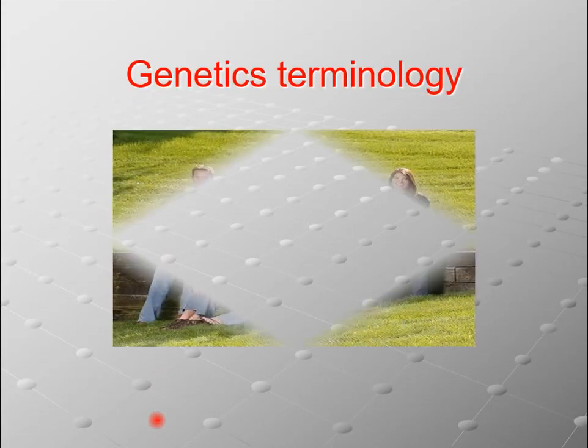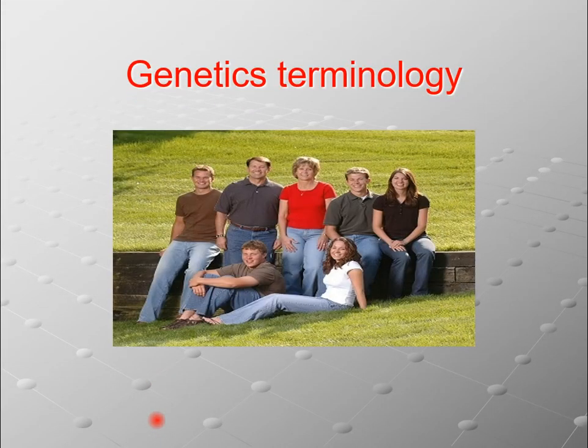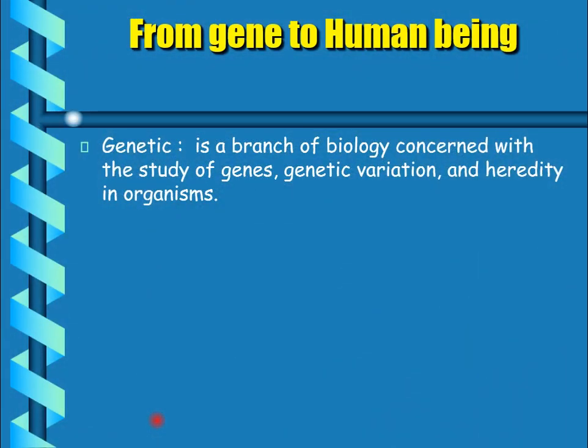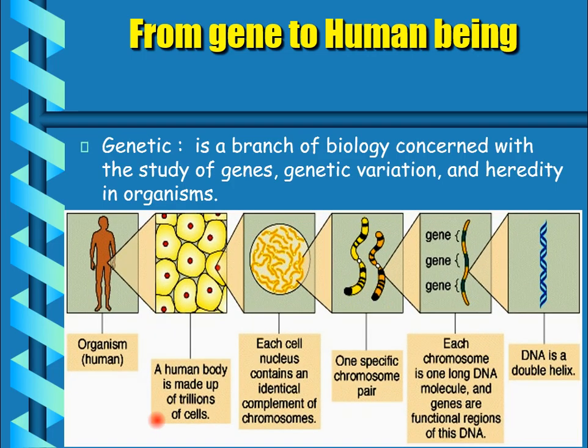The second part of this lecture is just to give you some abbreviations or terms about genetics. I'll start with genetics. What is genetics? Genetics is a branch of biology concerned with the study of genes, genetic variation, and heredity in organisms. You can see from this figure, from the title, from gene to human being, I think you have studied before anatomy and others.